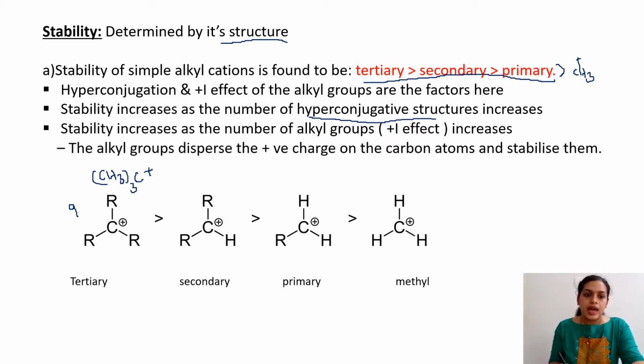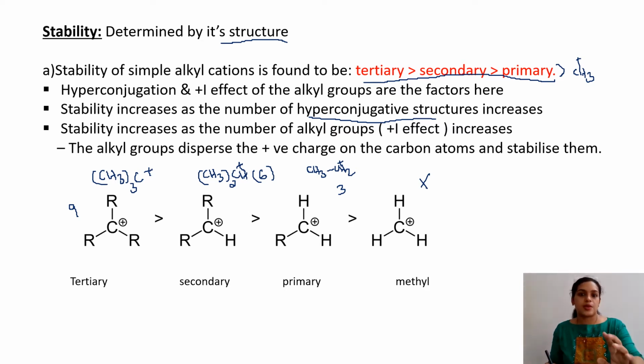Please check back. In the case of secondary, if you are taking the isopropyl carbocation, (CH3)2CH+, there are 6 hyperconjugative structures. In the case of the ethyl carbocation, CH3CH2+, there will be 3 hyperconjugative structures, and the methyl carbocation does not have any hyperconjugation. It's not possible. So based on the number of hyperconjugative structures, tertiary has the most, then comes secondary, then primary, and methyl does not have any hyperconjugative effect.